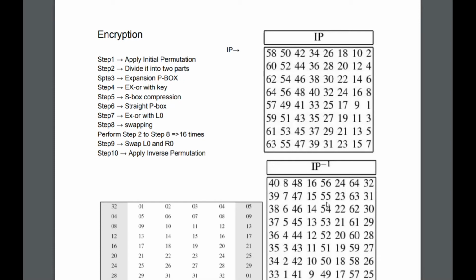into R0. After that, step 8 is to pass the initial R0 value to L0 and perform step 2 to step 8 16 times. Then step 9 is to swap R0 and L0 again. And step 10 is to apply the inverse permutation, that is the final permutation, so that we can get a ciphertext. Let's perform each task one by one and see what the result is.